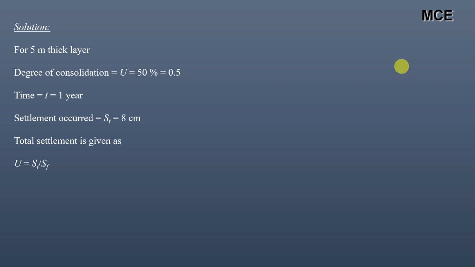Total settlement is given by, first, degree of consolidation. You can write it as settlement at any time divided by the final or total settlement. So final settlement will be equal to settlement at any time divided by degree of consolidation. So it will be 8 divided by 0.5, which is 16 centimeters. So you can say that for 5 meter thick layer, total settlement will be equal to 16 centimeter.